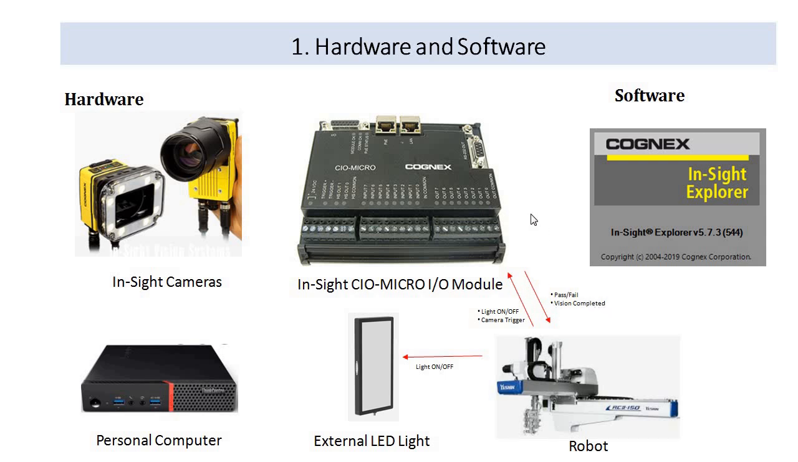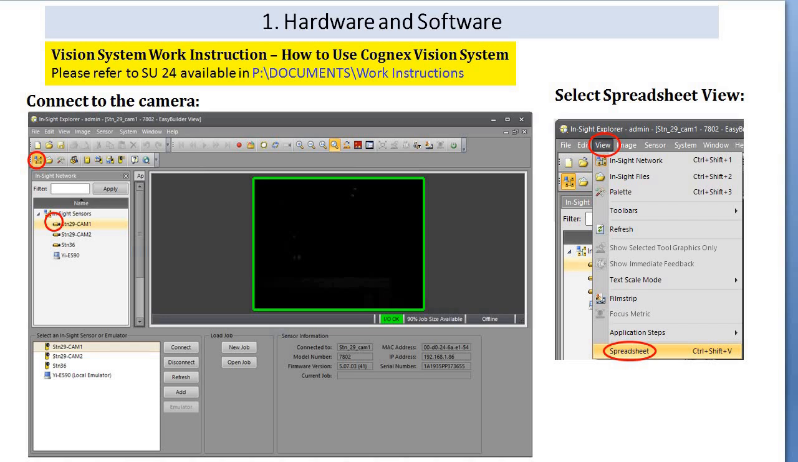The software we're using is the In-Sight Explorer software. There are different versions on our computers. Right now, the highest version we're using is this version, which was released in 2019. Now let's take a quick look at how to use the Cognex vision system in our setup procedure. A working instruction is available as document SU24 on the shared drive in this folder.